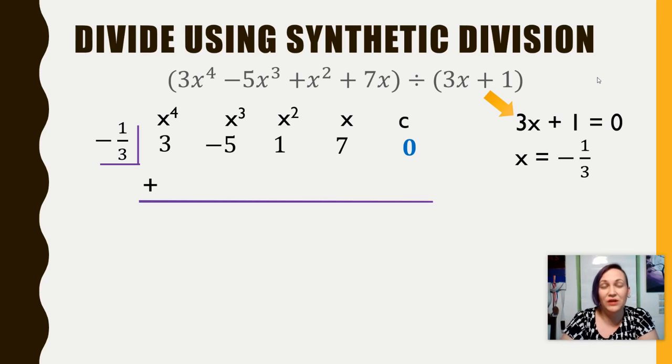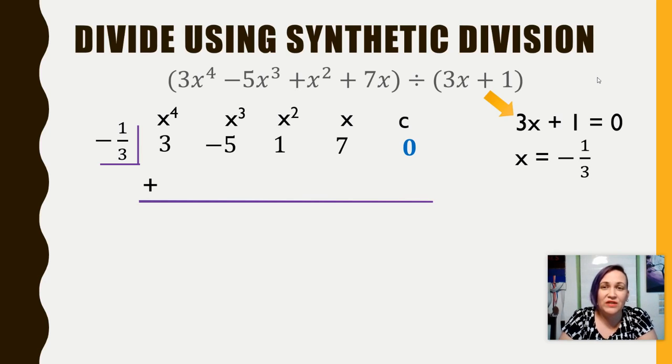If you don't put in your placeholders, then your answer is going to be too small of an exponent. If we don't go all the way to the end of the problem, we're not going to be able to get all the way up to that x to the 3rd. So it is important how many numbers that you're working with.